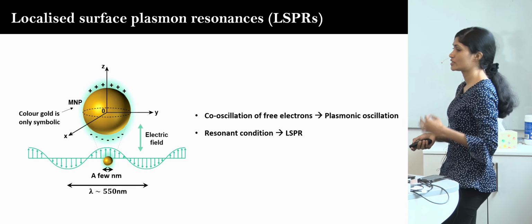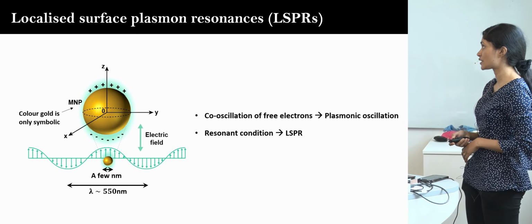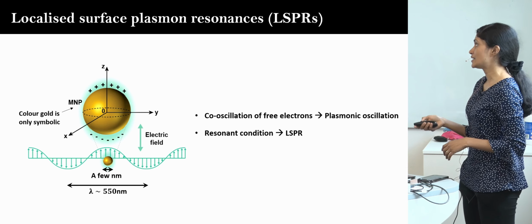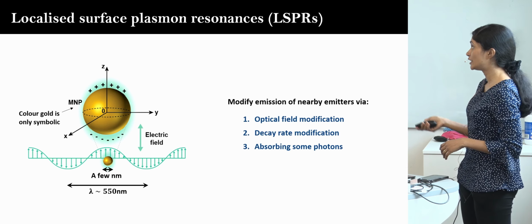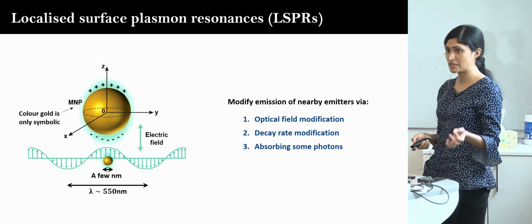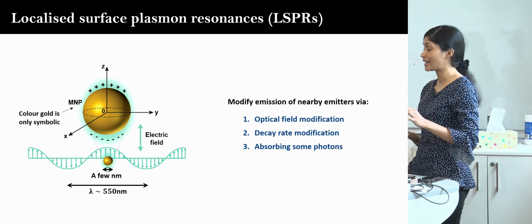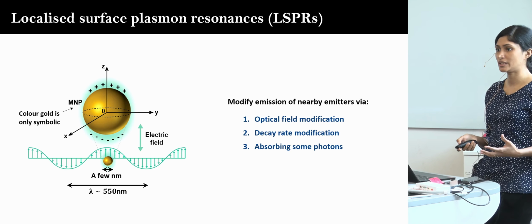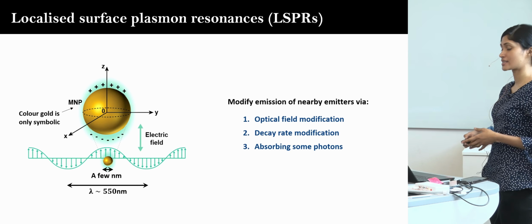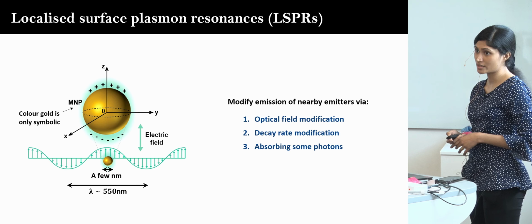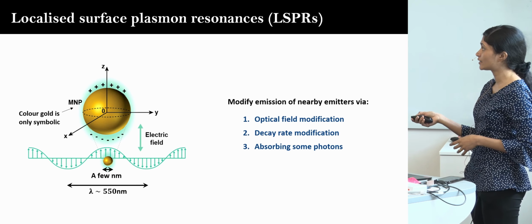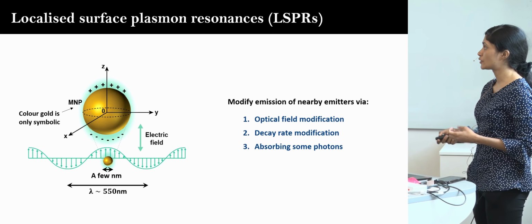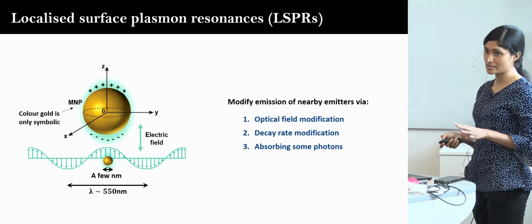And the resonant condition is what's called a localized surface plasmon resonance. And because of this, these particles can be really good tools to control quantum emitters that are kept nearby in the nanoscale, which is the regime where conventional methods of controlling light, like microcavities, for example, fail because of the diffraction limit. So they can control different properties of quantum emitters via 3 distinct ways.